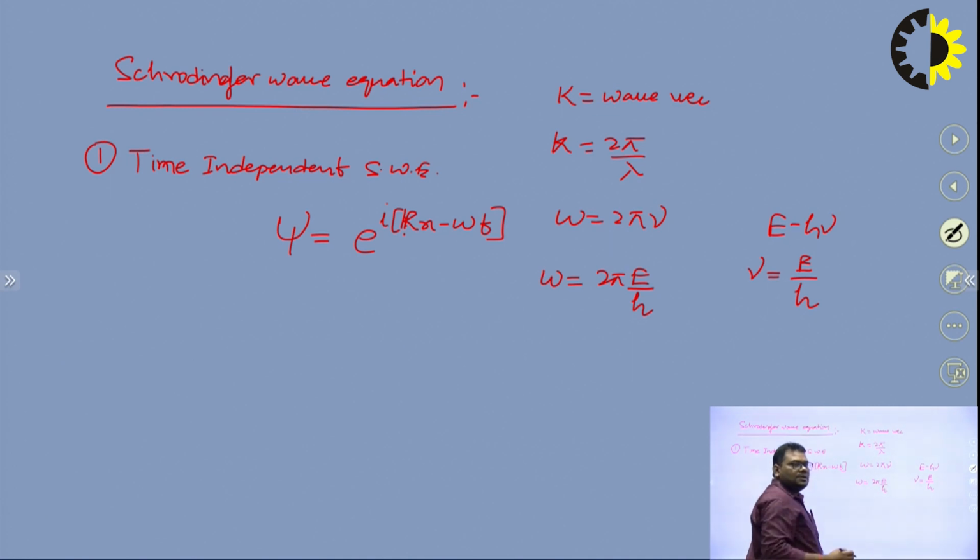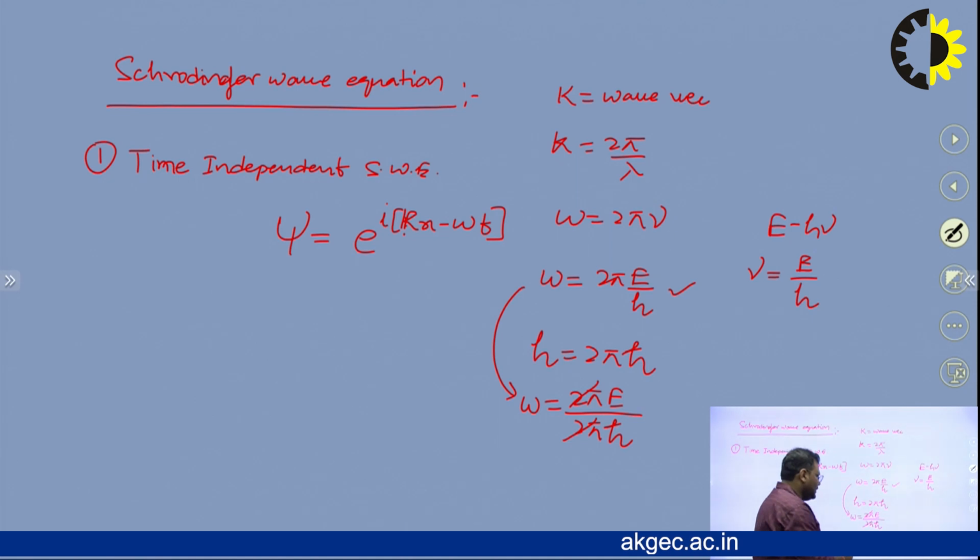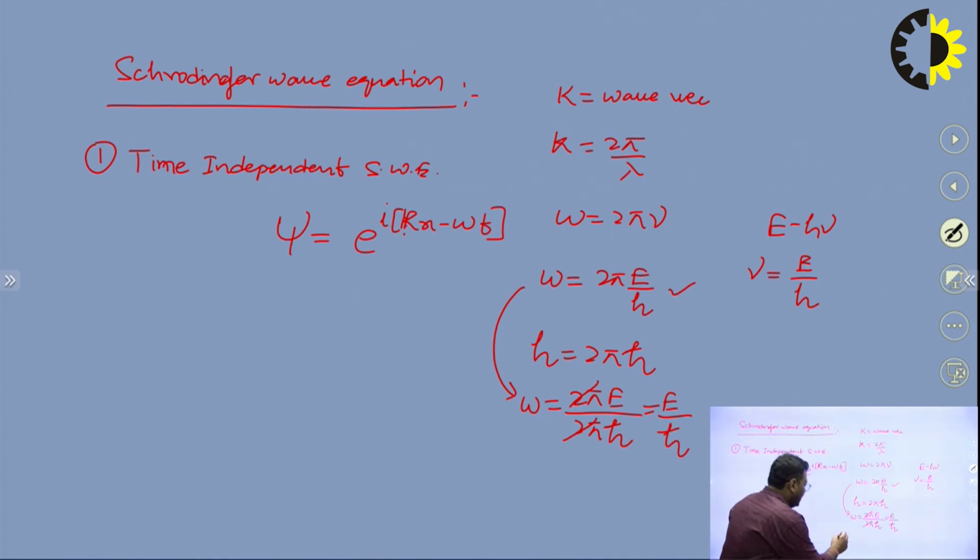Again, this h is Planck's constant, and we know this h can also be written as 2 pi h cross, or h bar. This h bar is the reduced Planck's constant, and h is the Planck's constant, right? So if I use this relationship, we can write omega is equal to 2 pi E divided by 2 pi h bar. The 2 pi will be cancelled out, and the final value will be E upon h cross. So omega is equal to E upon h cross, right?